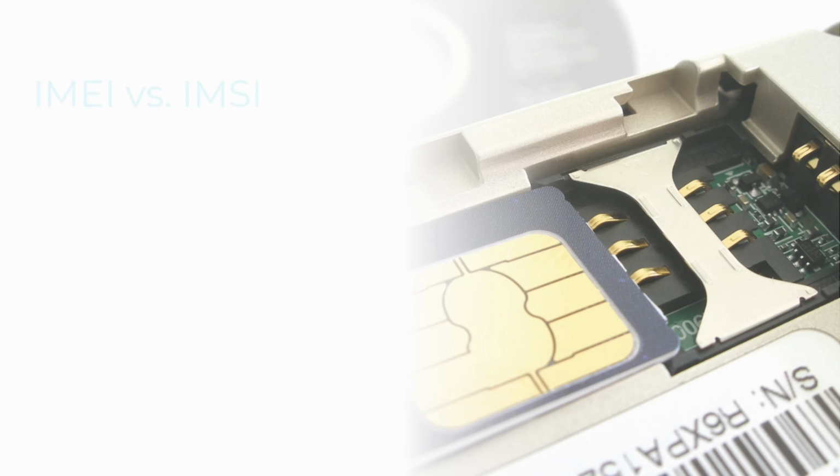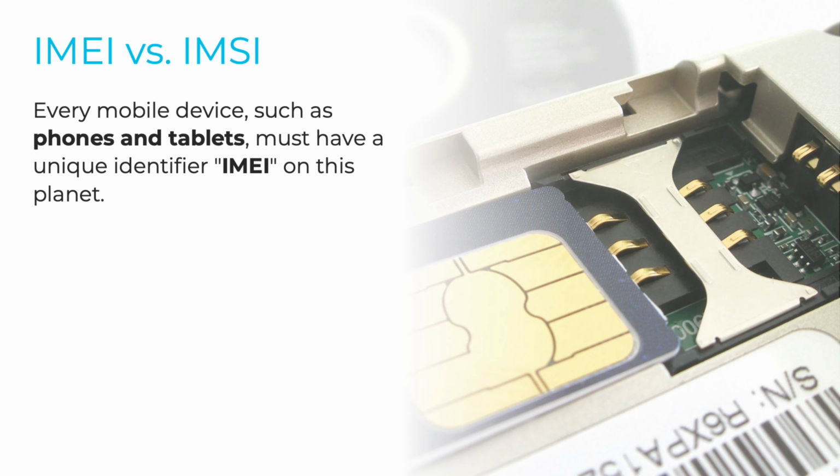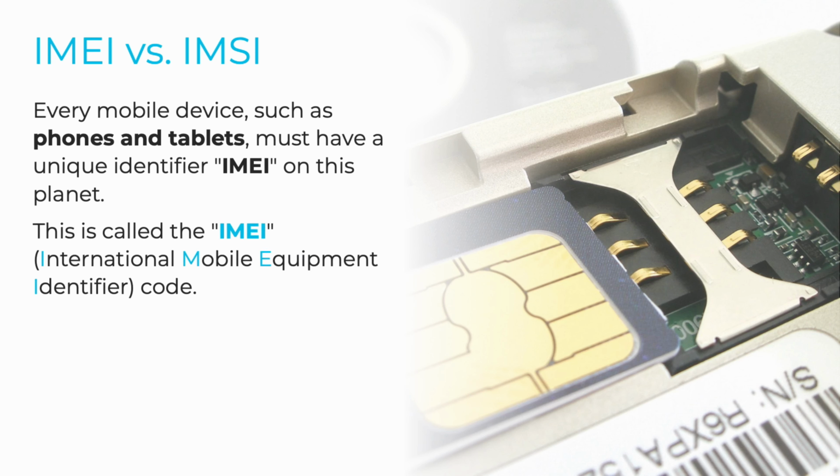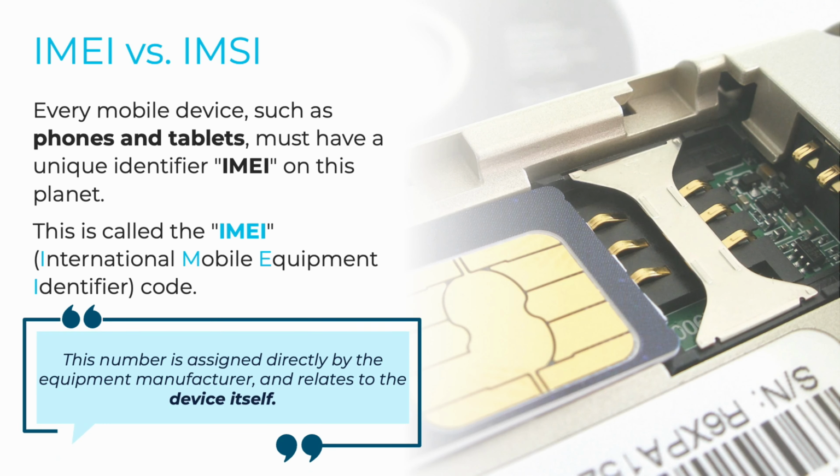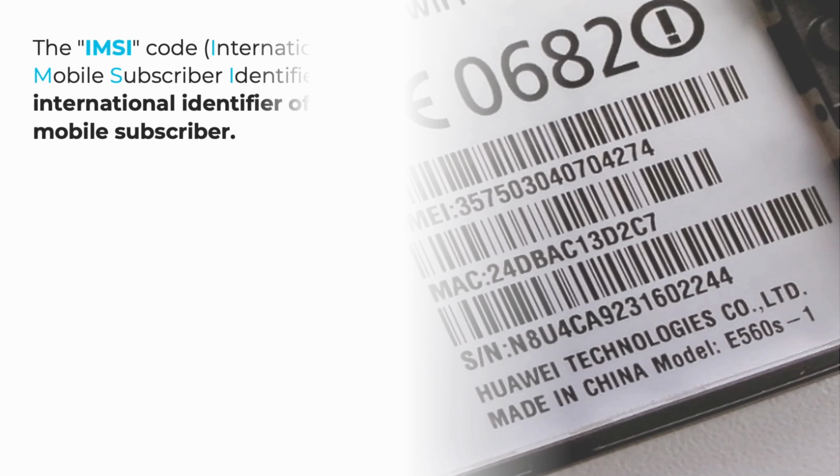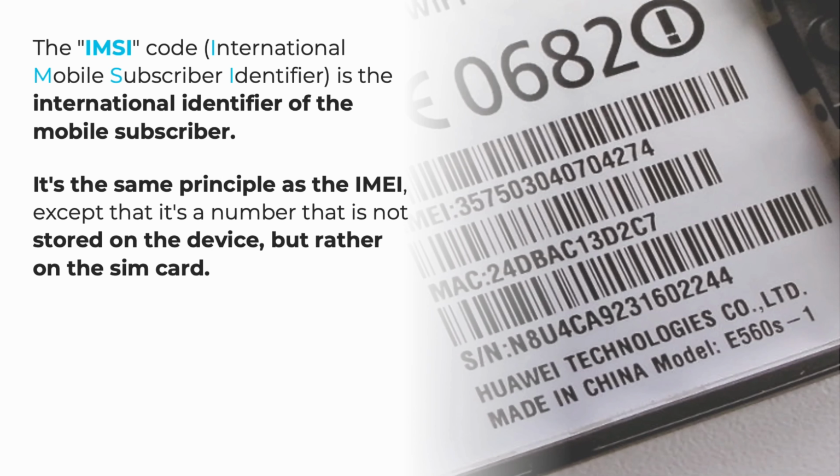IMEI versus IMSI. Let's move on to the international identification of mobile equipment. Every mobile device, such as phones and tablets, must have a unique IMEI identifier on this planet. This is called the IMEI, International Mobile Equipment Identifier Code. This number is assigned directly by the equipment manufacturer and relates to the device itself. And the IMSI, International Mobile Subscriber Identifier Code, is the international identifier of the mobile subscriber.